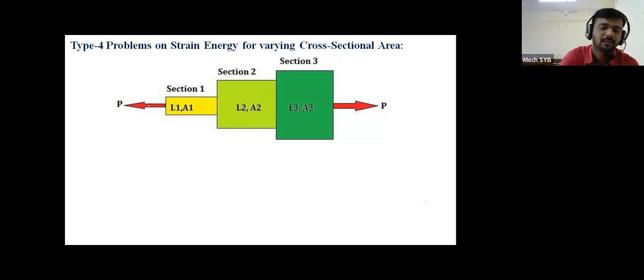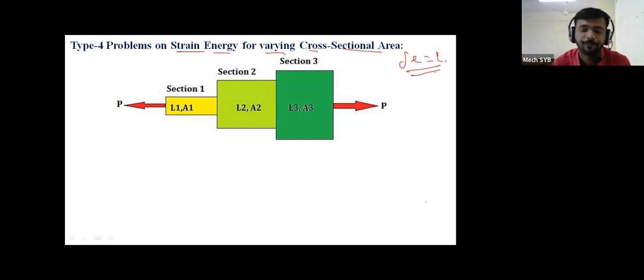And what is the title I have given? So put your title in your notebook and draw this particular figure also. What does this particular title indicate? Problems on the strain energy for varying cross-sectional areas. In chapter number 1, you have type number 2, problems on the bars of varying cross section for the delta L calculation.